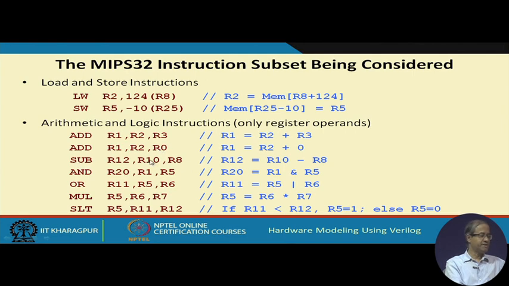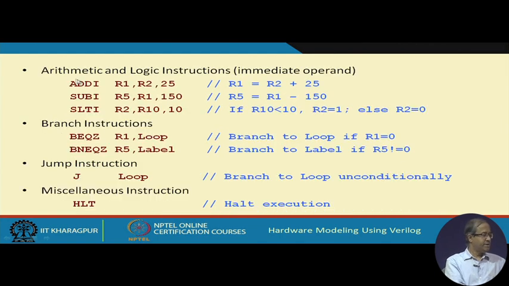Subtract is similar, subtract R10 and R8, store in R12, and bit by bit AND, similarly bit by bit OR, multiply R6, R7, store in R5, and this is a special instruction, called set less than. Set less than means it checks whether the second operand, R11, R12, is less than or not. If it is less than, then the target register is set to 1, otherwise the target register is set to 0. Okay.